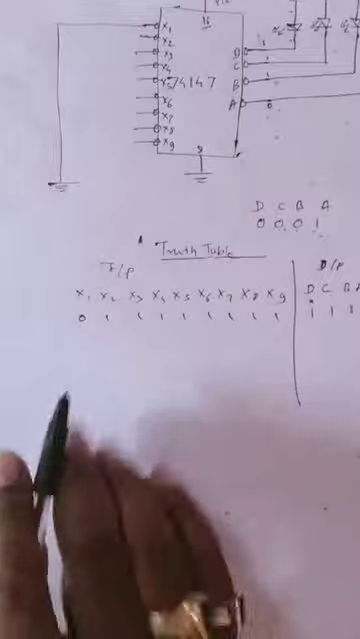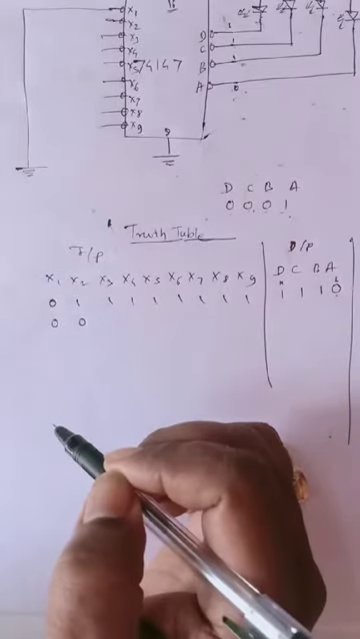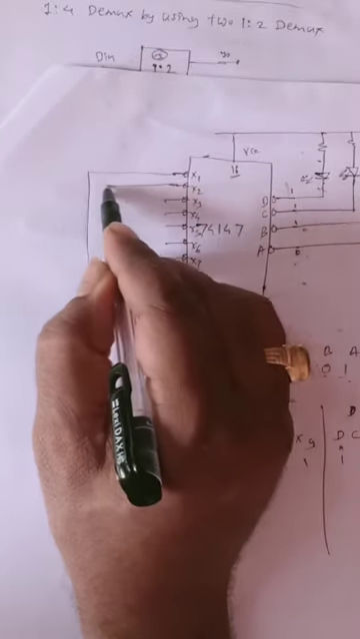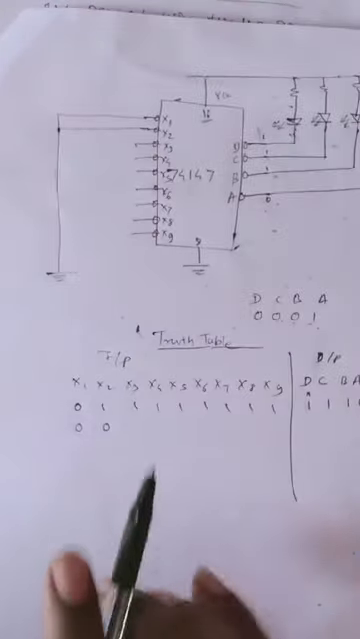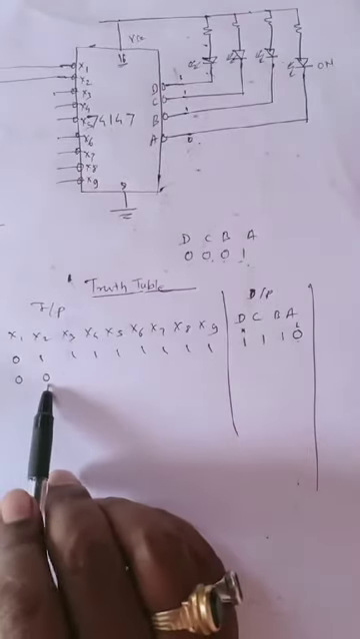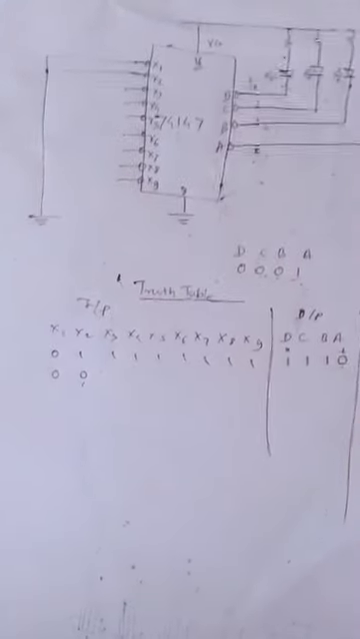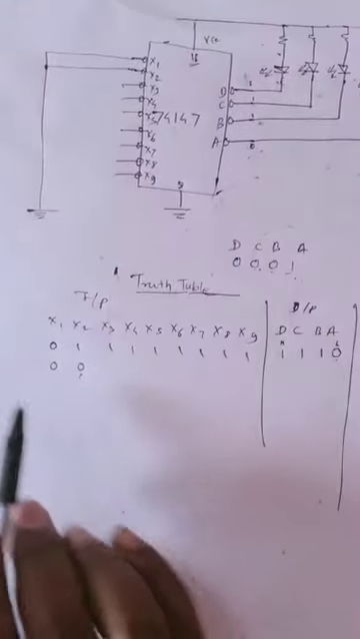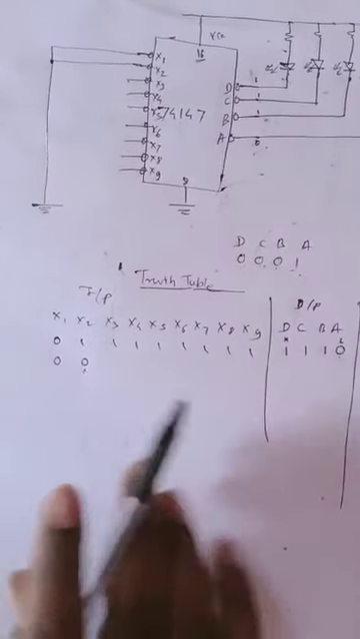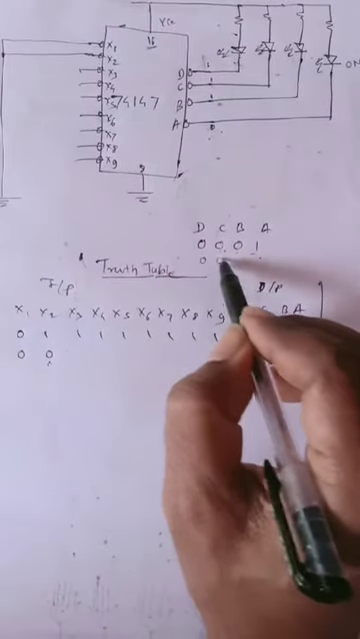Then what does priority mean? Now see here, if both inputs are connected to ground, input 1 is connected to ground and simultaneously input 2 is also connected to ground, I mean both the inputs are applied simultaneously. In that case priority is given to this one, the second. This one is lower priority, this one is higher priority. So for that you will get output 0010.